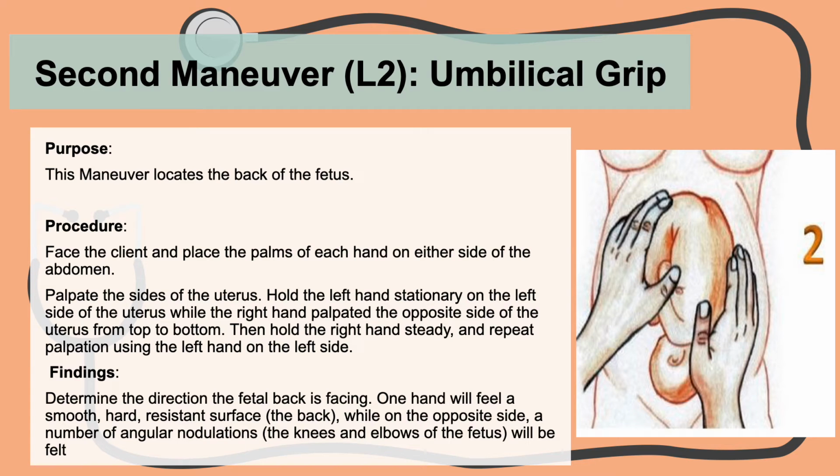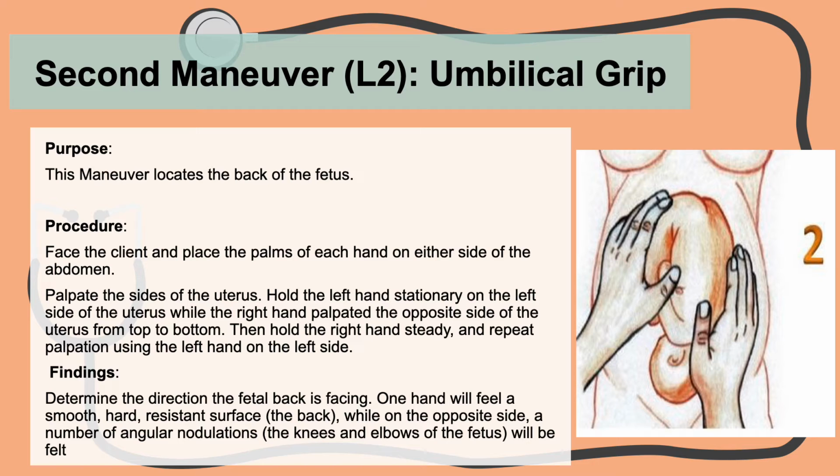Next is the second maneuver, L2, the umbilical grip. The purpose of this is to locate the back of the fetus. The procedure is to face the client and place the palms of each hand on either side of the abdomen. Once you palpate the sides of the uterus, hold the left hand steady on one side of the uterus while the right hand palpates the opposite side from top to bottom. Then hold your right hand steady and repeat the palpation using the left hand on the left side.